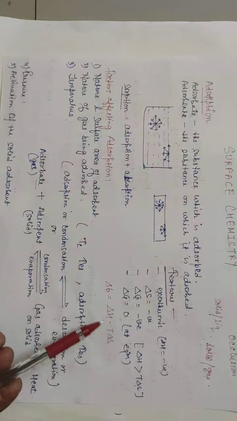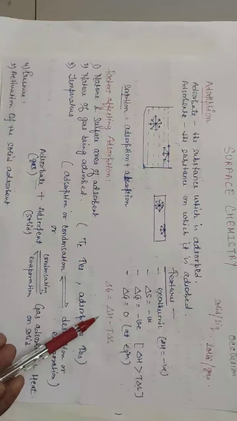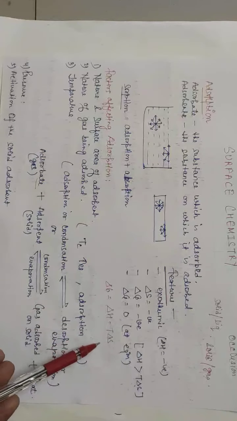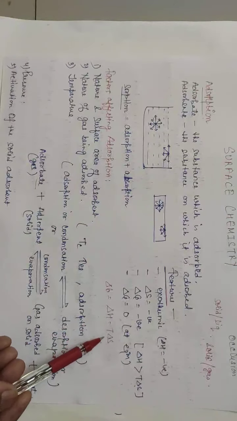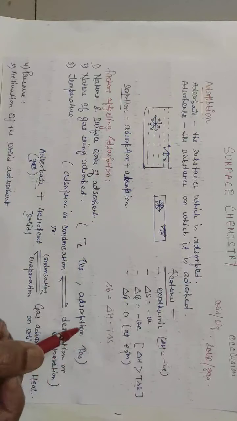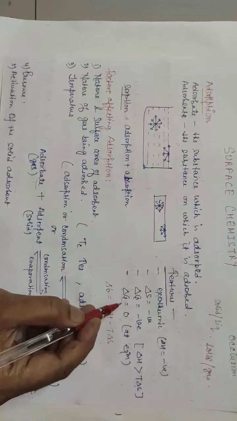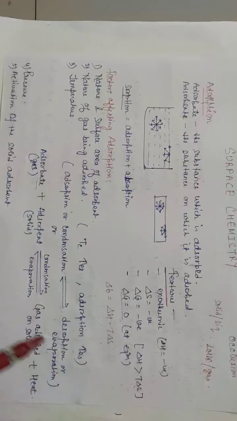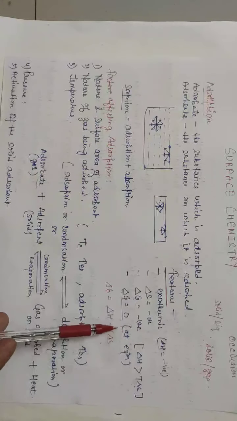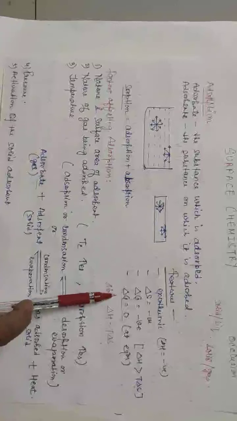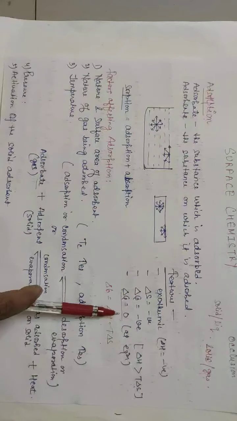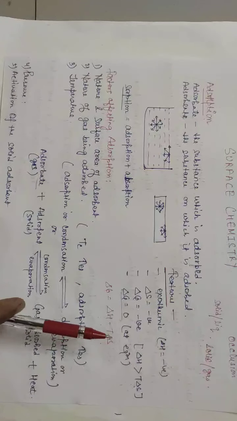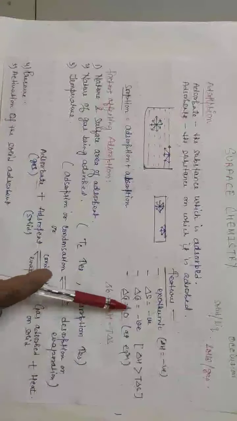Now when the adsorption proceeds, delta H keeps on decreasing and T delta S keeps on increasing, till a situation comes when delta H and T delta S become equal, so that delta G is equal to 0. Okay, at this stage the adsorption has attained an equilibrium value. This stage is known as adsorption equilibrium.